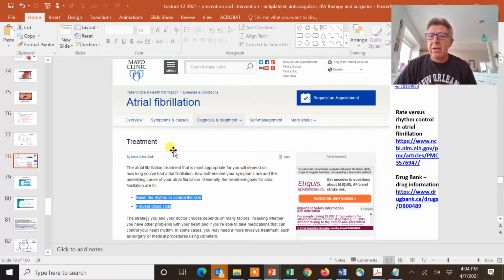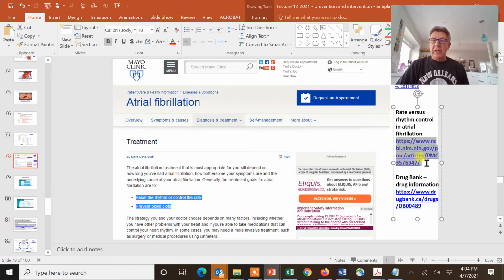Here's the Mayo Clinic telling us straight up, okay? What are you going to do? You're going to take control of this. You're going to reset the rhythm, and control the rate, and you're going to prevent blood clots with anticoagulants and antiplatelet aggregation therapy. Right, I want to show you this paper right here.